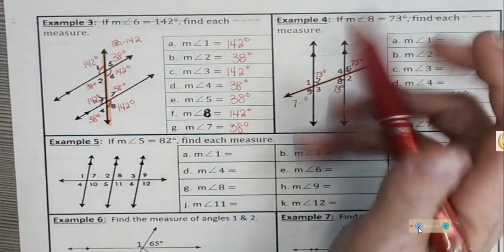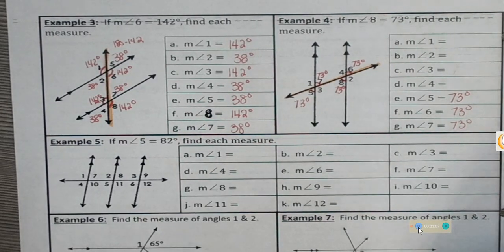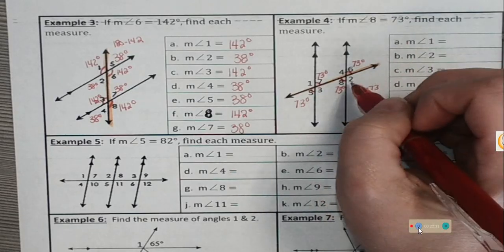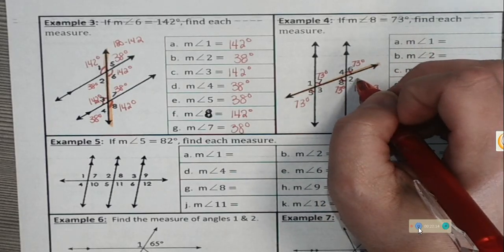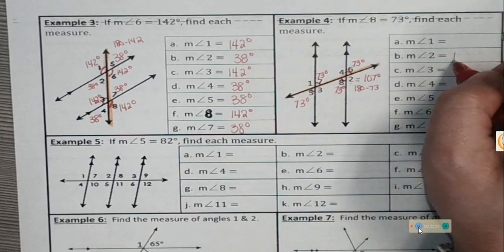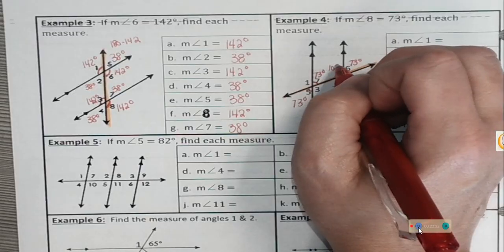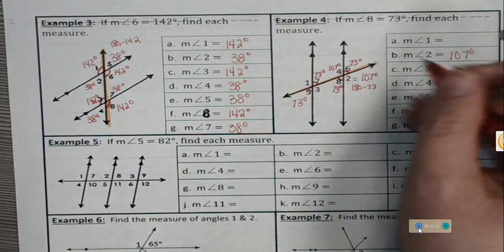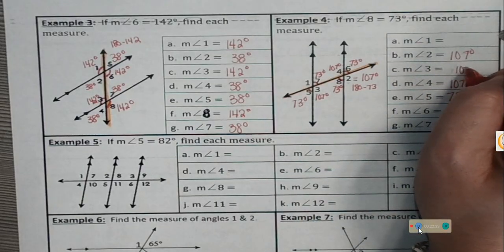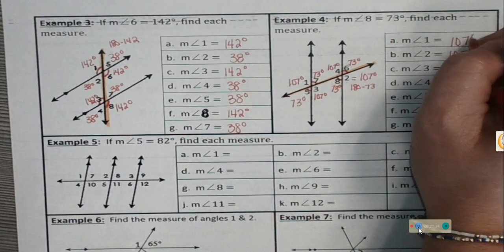I'm supposed to find the other measures. All right, so I'm going to do angle 2 right here. 180 minus 73, because 180 and 73 make a straight line. Angle 2 equals 107 degrees. Angle 2 is equal to 4, which is 107. Angle 4 is then equal to angle 3, which is 107. And angle 3 equals angle 1, which is 107 degrees.